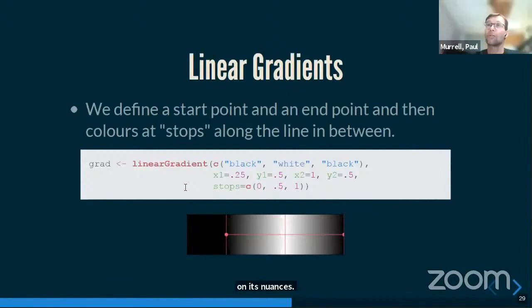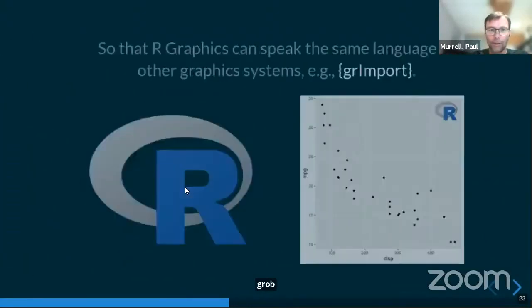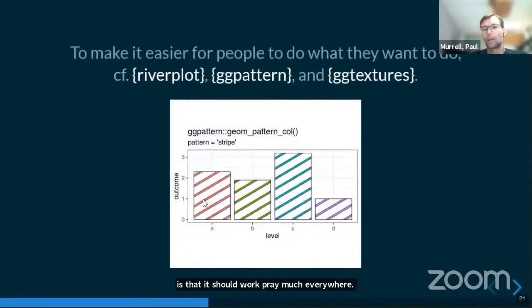The good thing about the raster grob is that it should work pretty much everywhere. And if I just go back to these packages that are doing it the hard way, that also is a reasonable point: the good thing about those is that they should work on all graphics devices, whereas some of this new stuff will only work on specific graphics devices. So I'll stop talking.